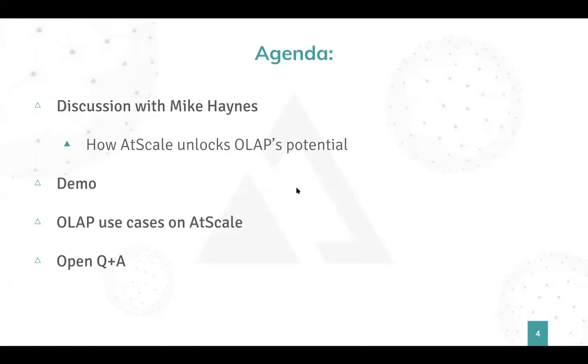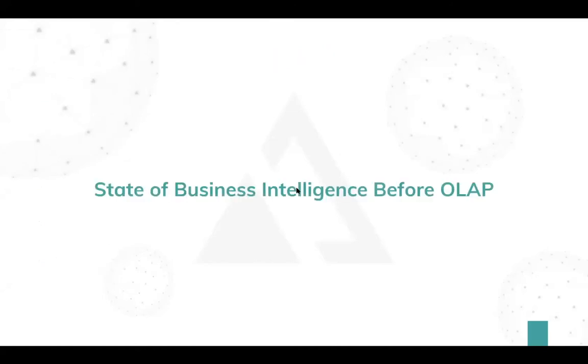So let's start at the beginning. Remind us of what business intelligence was like before OLAP emerged, what problem OLAP was solving for, and what some of the immediate effects were. It's a really great question.